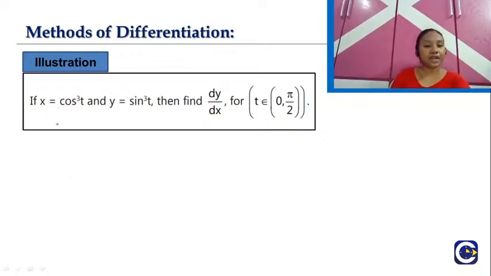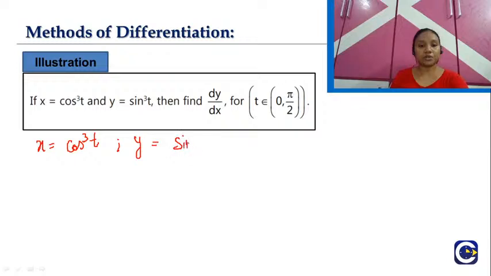Here, x is equal to cos cube t and y is equal to sin cube t.